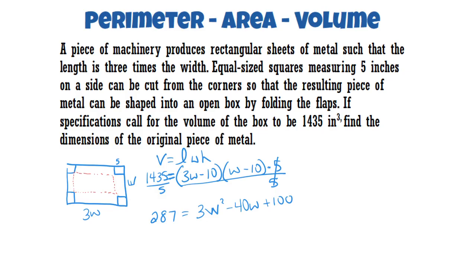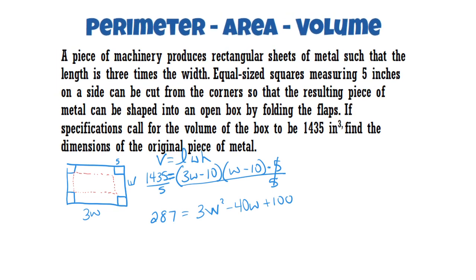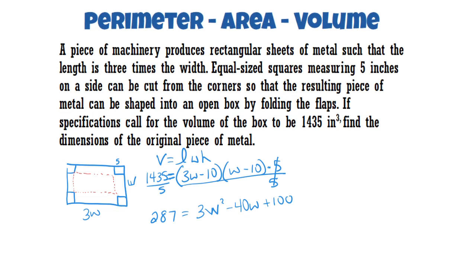To solve this quadratic, I'm going to subtract the 287. So then I'm going to end up with 3W squared minus 40W. Subtract that 287, you're going to have a negative 187. Now, these are kind of big numbers. Would you prefer to factor that or go quadratic formula? Neither way is ideal, but that's all right. I'm going to try factoring.